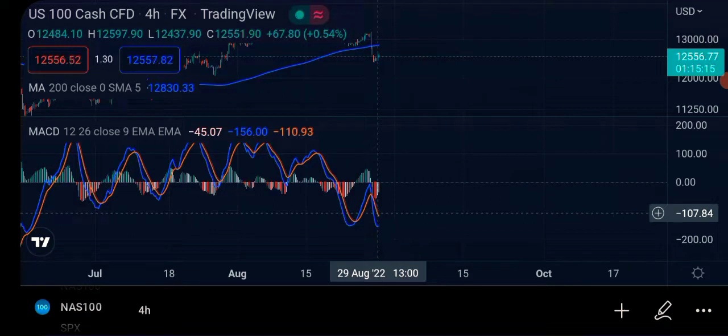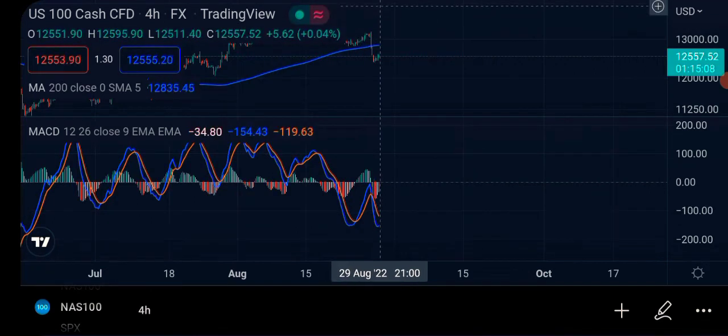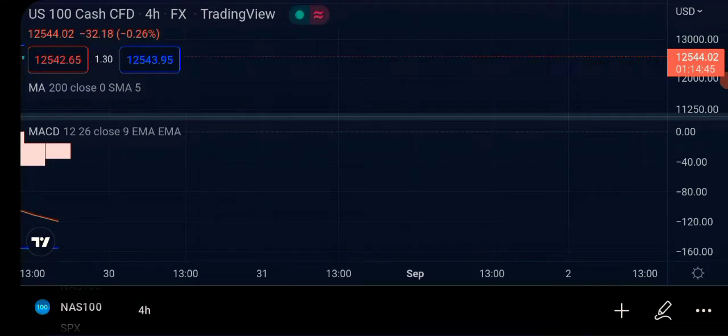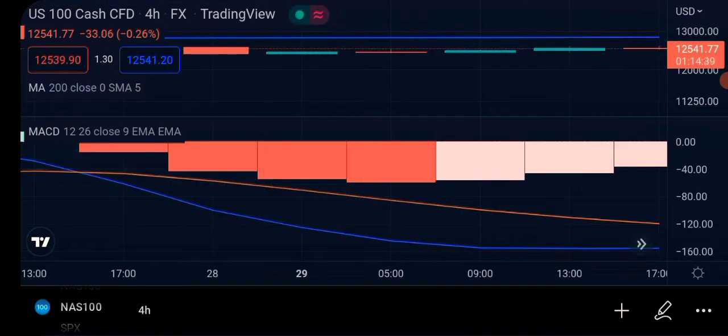Mind you, this is a 4-hour time frame, right? You should be aware of that. A 4-hour time frame is a long time frame. It means one candle forms after 4 hours. One candle will form after 4 hours.